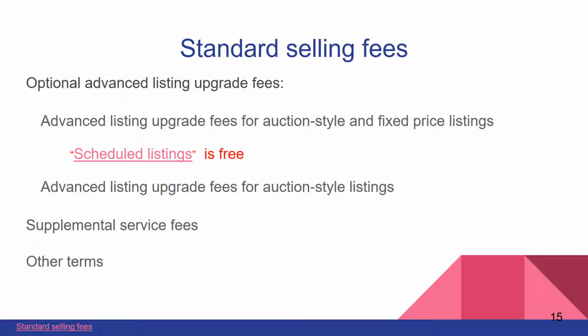Optional advanced listing upgrade fees include the advanced listing upgrade fee for auction style and fixed price listings, and the advanced listing upgrade fee for auction style listings. In the first part, we need to know scheduled listing is free. On the eBay website, there are more details about how it charges fees from a seller. If you are interested in online auctions on eBay, you should check it carefully before you start selling.